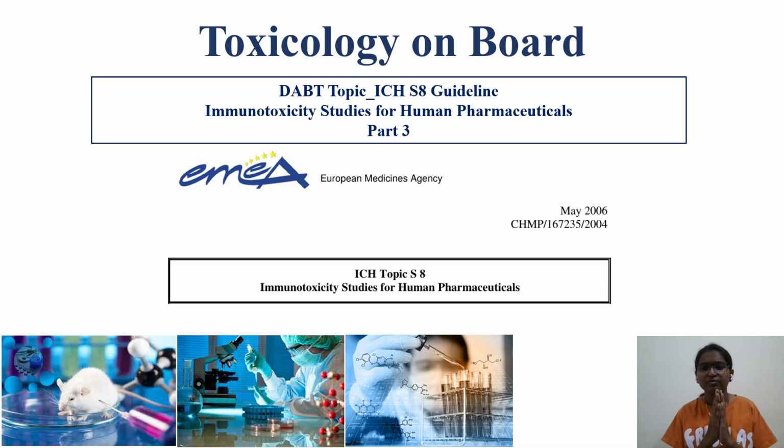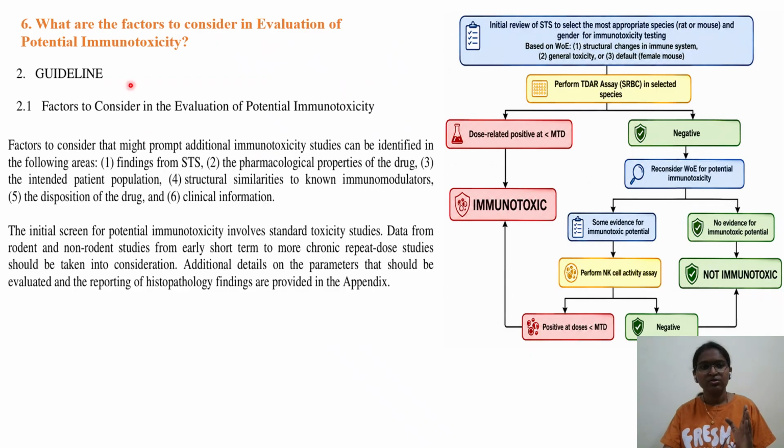Today in this video, in continuation with the ICH S8 guideline, we'll be discussing some of the other sections of the guideline. So we are discussing the May 2026 published ICH S8 guideline, that is Immunotoxicity Studies for Human Pharmaceuticals. We'll go through section 2, which is given in the guideline. What you have to read with respect to section 2 is what are the factors to consider in evaluation of this potential immunotoxicity.